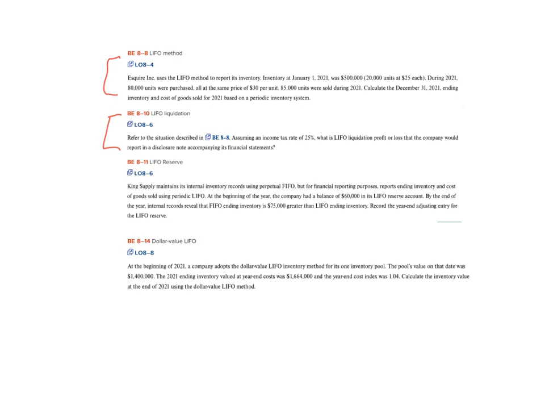BE8-10 says refer to the situation in BE8-8 and assume an income tax rate of 25%. What is the LIFO liquidation profit or loss that the company would report in a disclosure note accompanying its financial statements? Let's remind ourselves what BE8-8 says. Esquire Inc. uses the LIFO method to report its inventory. Inventory at January 1st, 2021 was $500,000, for 20,000 units at $25 apiece. During 2021, 80,000 units were purchased all at the same price of $30 a unit, and then 85,000 units were sold during 2021. So for BE8-10 we assume a tax rate of 25% and calculate the LIFO liquidation profit or loss.